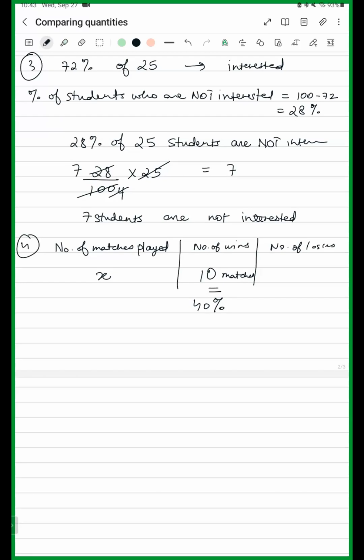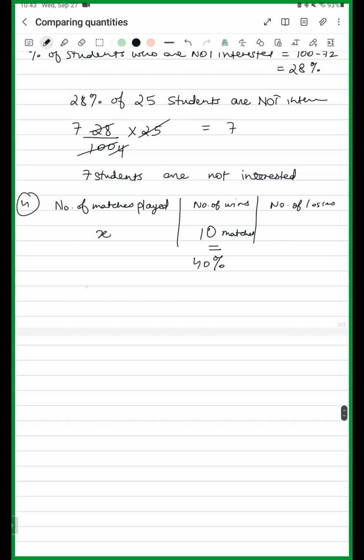So what are they saying? They are saying that, now listen to this very carefully, 40% of the matches they played, which is X, 40% of X is actually equal to 10, the number of matches they won, which is 10. So this is something we need to solve.